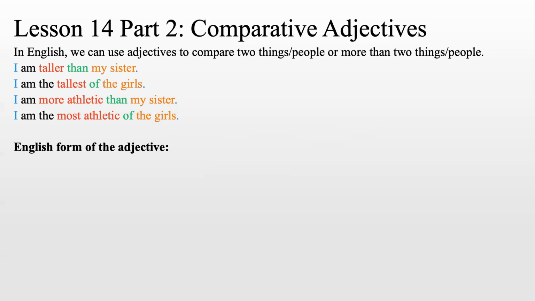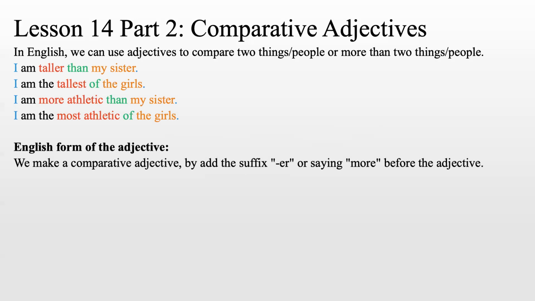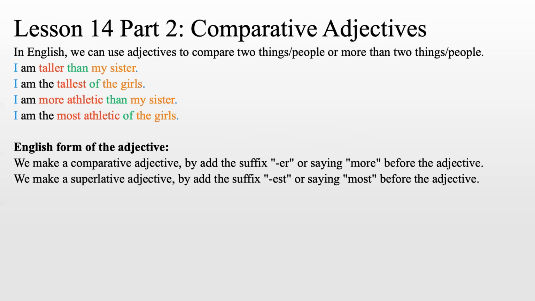So we have different forms of the English adjective. When we make a comparative adjective, we add the suffix -er, or we say "more" before the adjective. We make a superlative adjective by adding the suffix -est or saying "most" before the adjective. Little tip here, if it's a one-syllable word, except for "fun," we add -er or -est. If it's a two-syllable word, it depends on the word. It could go either way. Consult a dictionary if you're uncertain. If it's more than two syllables, such as "athletic" here, which is 3, then you're going to use "more" or "most."